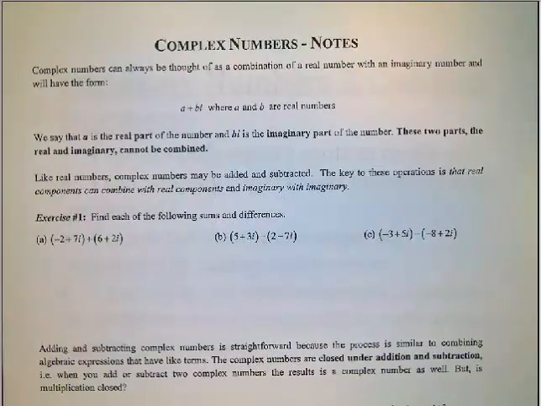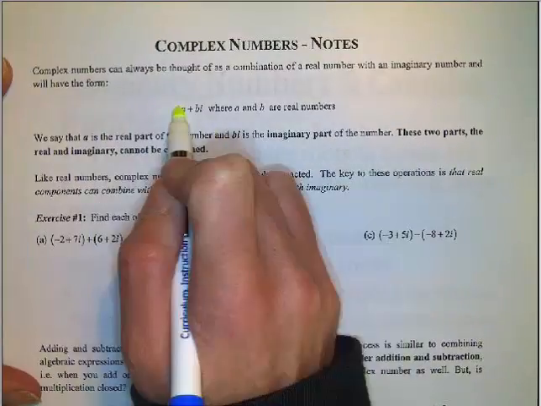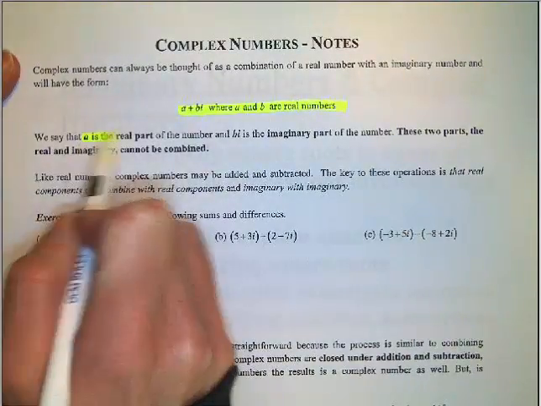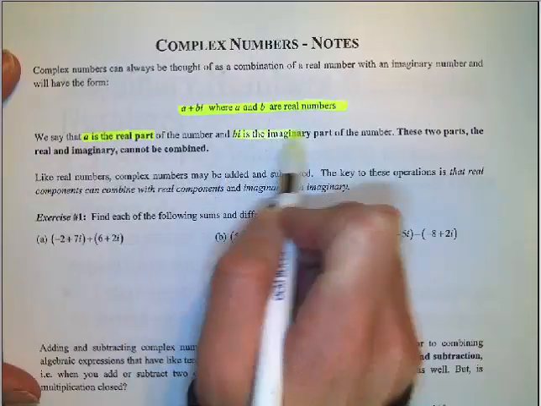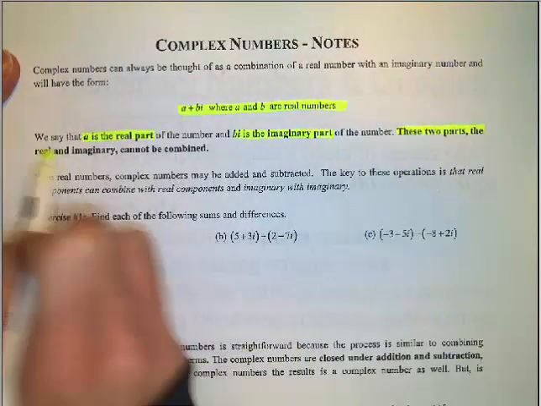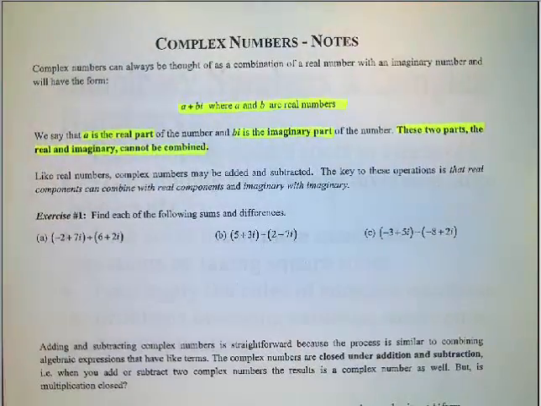Complex numbers can always be thought of as a combination of a real number with an imaginary number, and will have the form a plus bi, where a and b are real numbers. We say that a is the real part and bi is the imaginary part. These two parts, the real and imaginary, cannot be combined. So if you just have an imaginary, we call it imaginary. But if you have a real and imaginary, we call that complex.